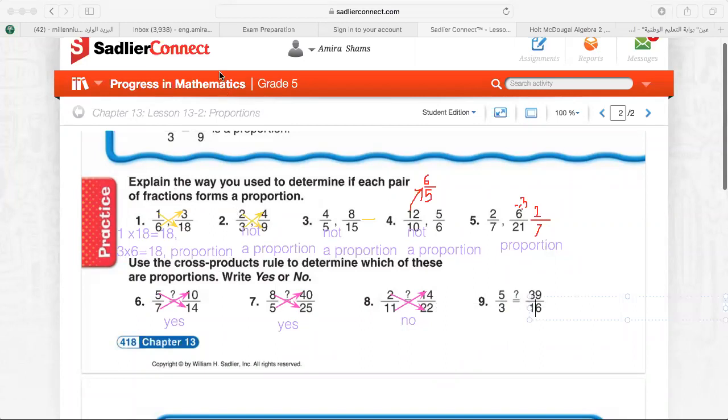And the last one, 5 and 16, 3 and 39. 5 and 16, their product is 80. 3 and 39, their product is 117. So the answer is no.